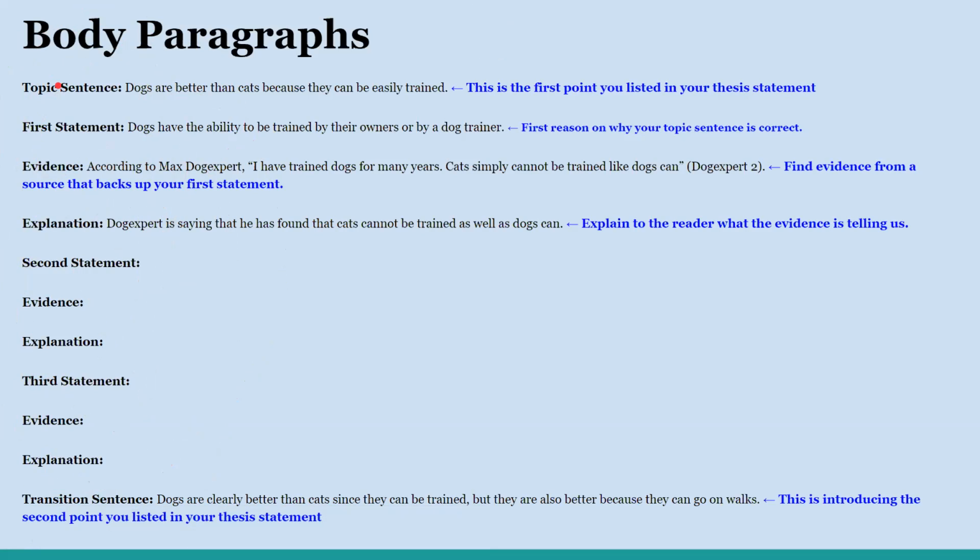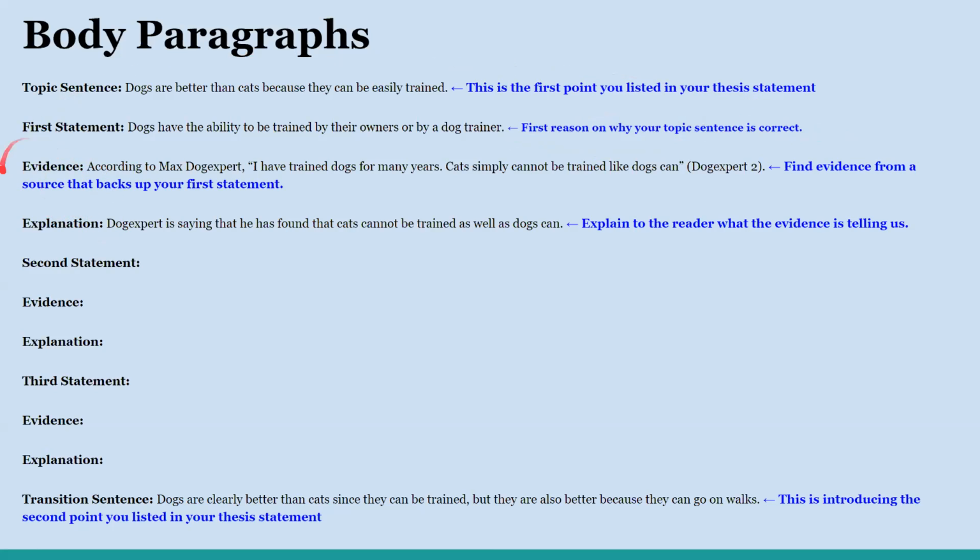Okay, so you'll start with your topic sentence for your first body paragraph. So dogs are better than cats because they can be easily trained. This is the first point you listed in your thesis statement. And then you have your first statement. So this is basically backing up why you believe this. So dogs have the ability to be trained by their owners or by a dog trainer. So this is your first reason on why your topic sentence is correct.